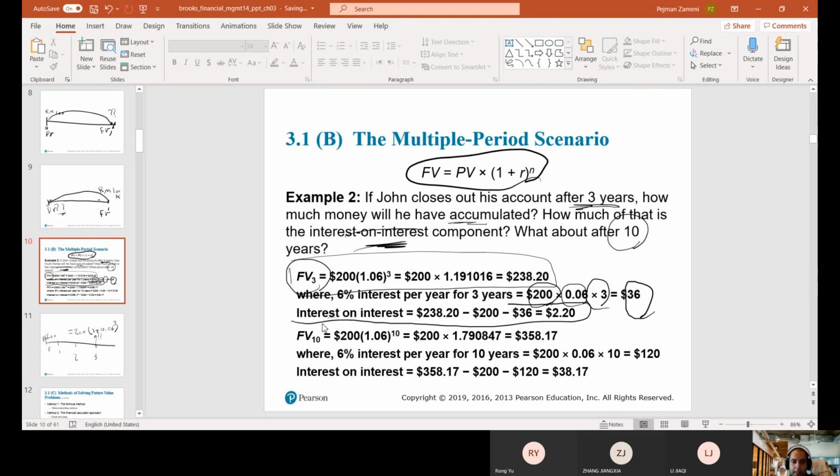But the money that he has after year 3 is 238.20. So 238.20 minus the 200 that he originally invested, minus the amount of interest he got, the remaining is 2.20. This 2.20 is called interest on interest actually. That is a compounding factor. It is called interest on interest or the compounding factor.